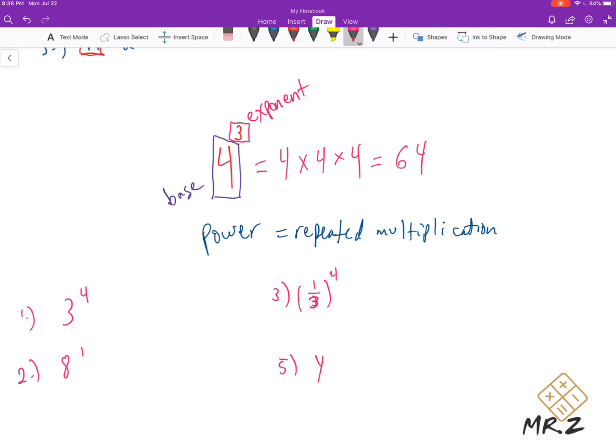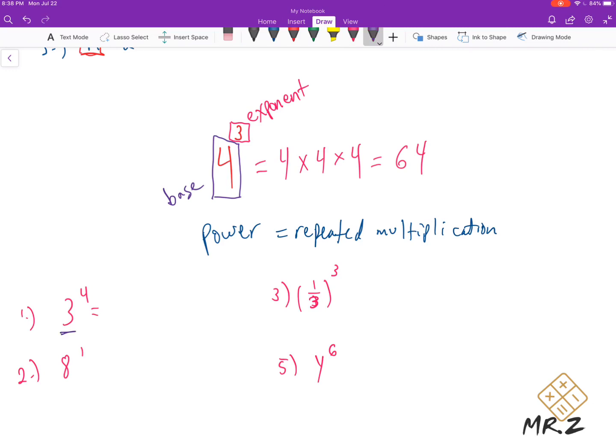Y to the power of 6. Oh, we already did 4. You know what? Let's change it to 1/3 to the power of, I don't know, 2, I guess. I wanted to do a bigger number. You know what? Let's do a 3. Why not? All right, 3 to the power of 4. Again, you're going to take that base of yours right here.